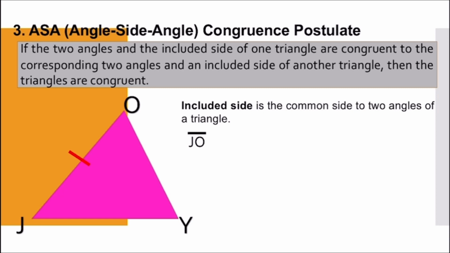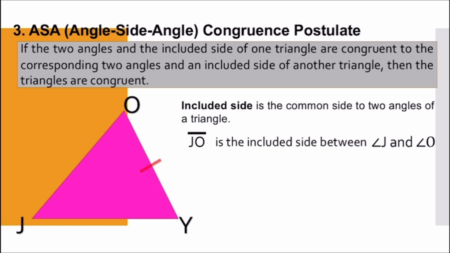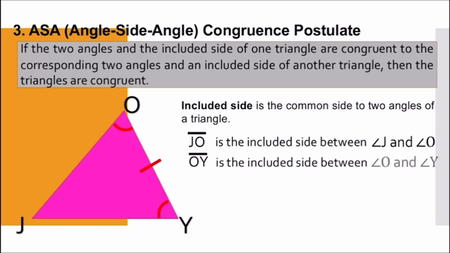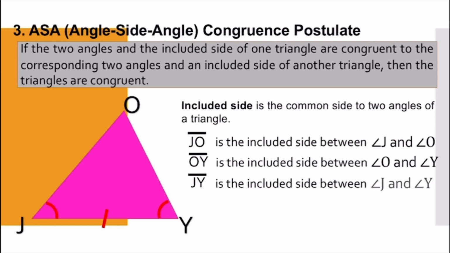For our line segment JO, it is the included side between angle J and angle O. For line segment OY, it is the included side between angle O and angle Y. And for line segment JY, it is the included side between angle J and angle Y.